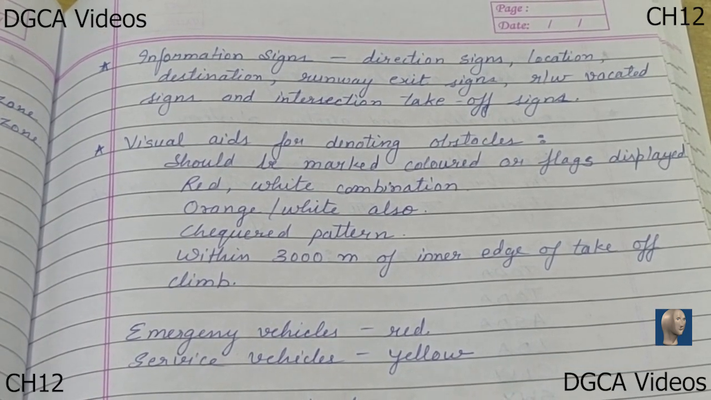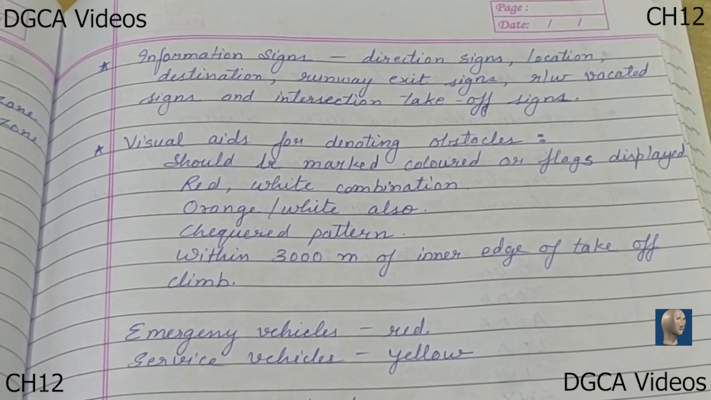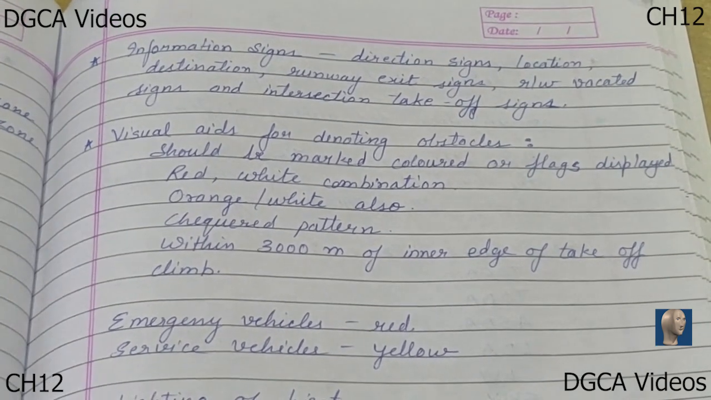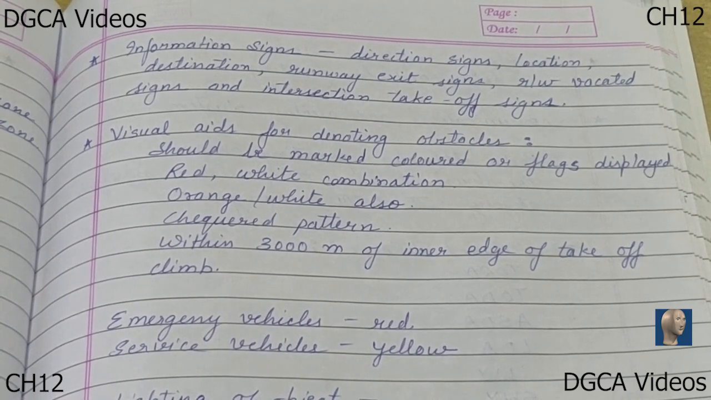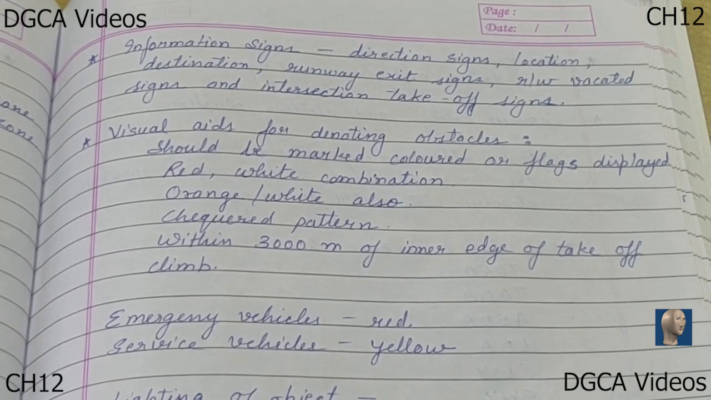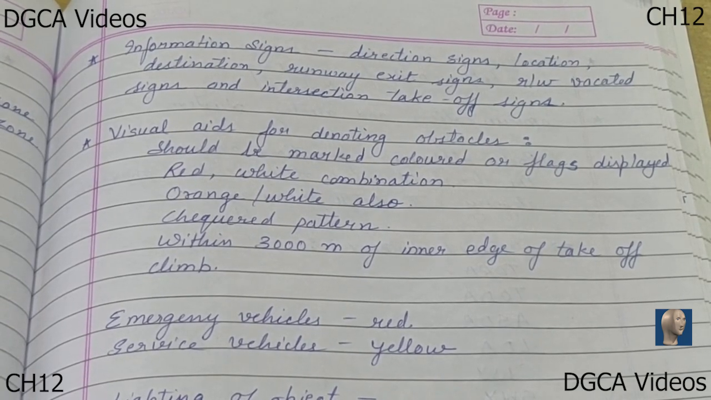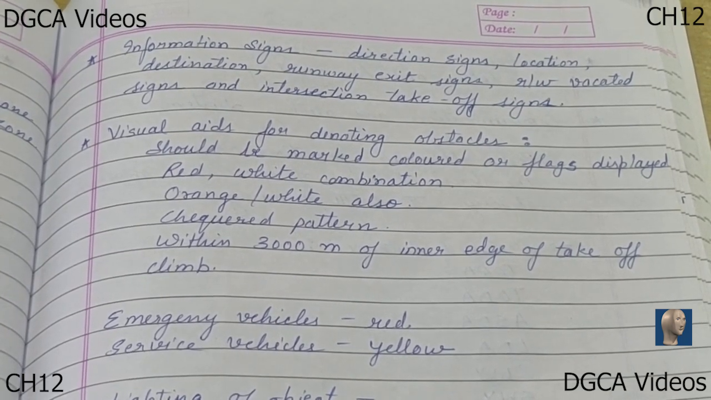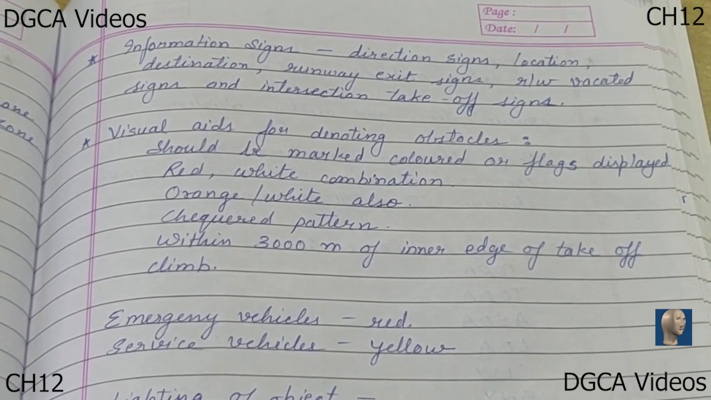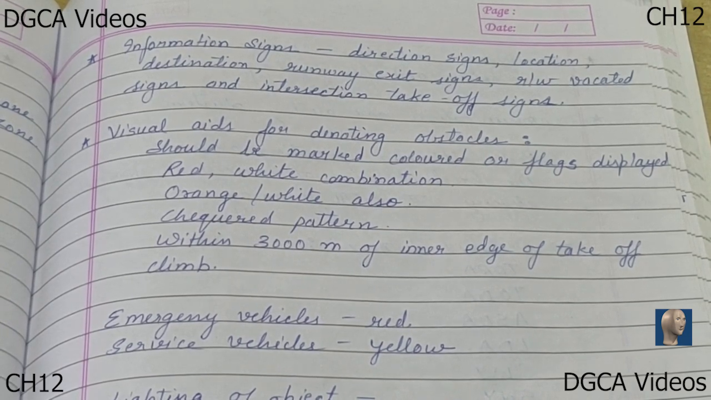So you can use red and white in combination, or else orange and white are also used, and if not, then a checkered pattern, red and white, can also be used to indicate the obstacles nearby. And also that should be within 3000 meters of the inner edge of the takeoff climb, as I told you, right? And also the emergency vehicles are colored in red and service vehicles are colored in yellow.